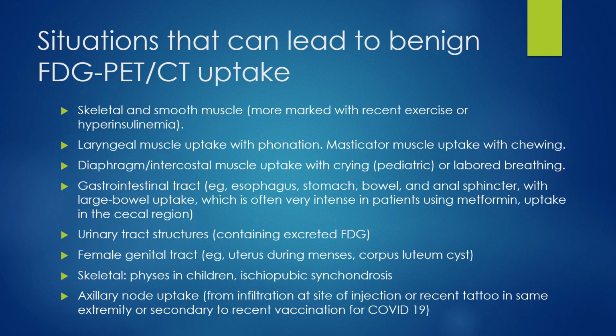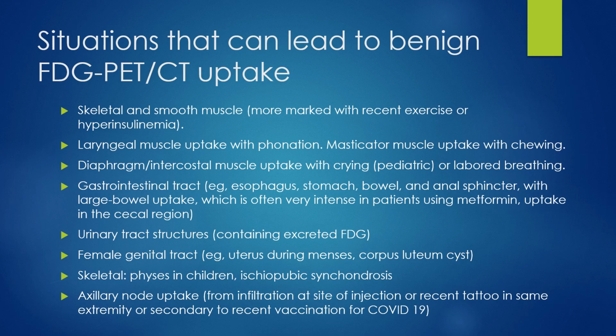Gastrointestinal tract, stomach, bowel, anal sphincter, large bowel uptake, especially in patients who are taking metformin. And then urinary tract structures, because FDG will be excreted, so it's normal to see high uptake in the kidneys, ureters, or bladder. Female patients in the genital tract, especially the uterus during menses, or if they have any kind of cysts that may show up. Skeletal, especially the ends of long bones in children who are still growing.